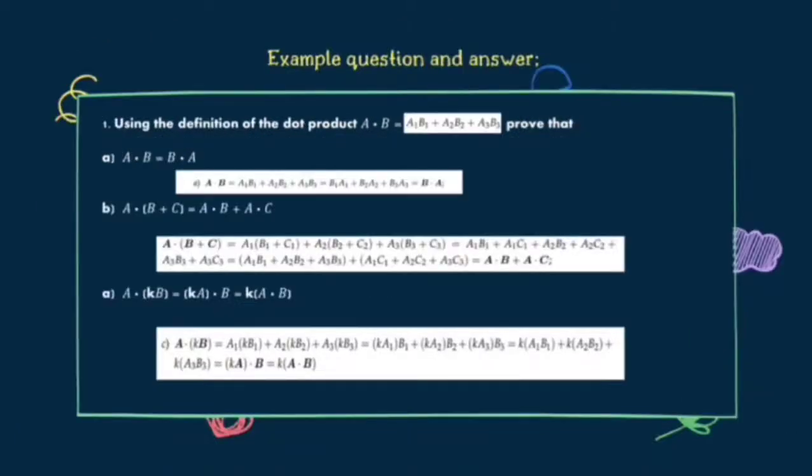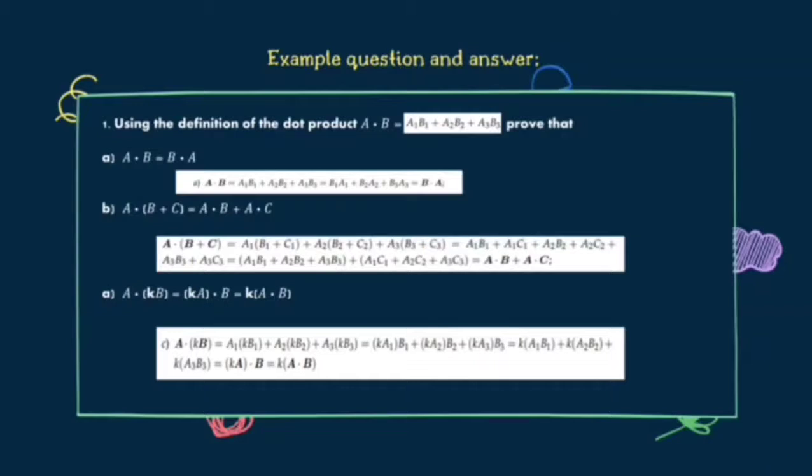Here is an example question and answer. 1. Using the definition of the dot product, A dot B equals A1 B1 plus A2 B2 plus A3 B3. Prove that A dot B equals B dot A. A dot B equals A1 B1 plus A2 B2 plus A3 B3 equals B1 A1 plus B2 A2 plus B3 A3 equals B dot A.